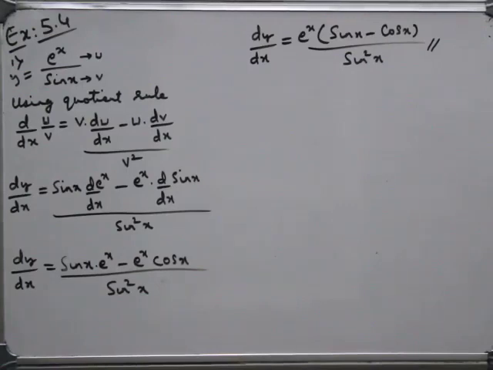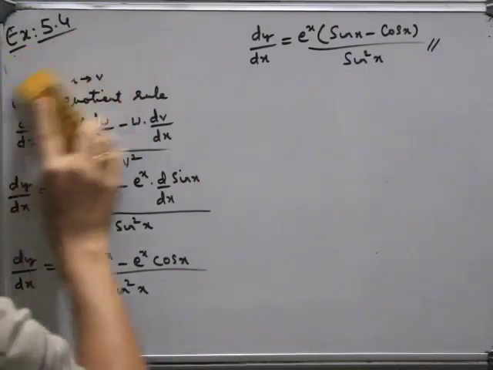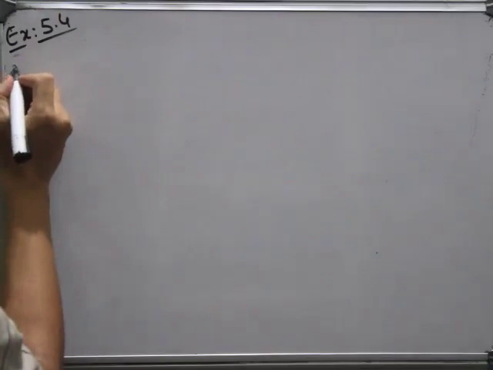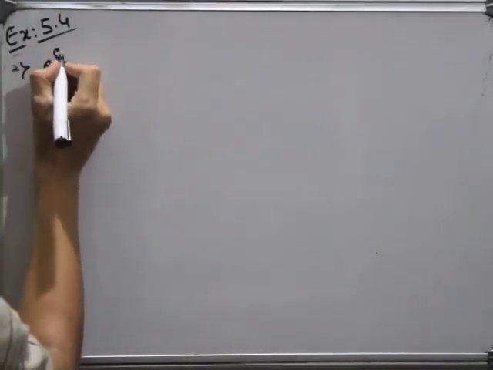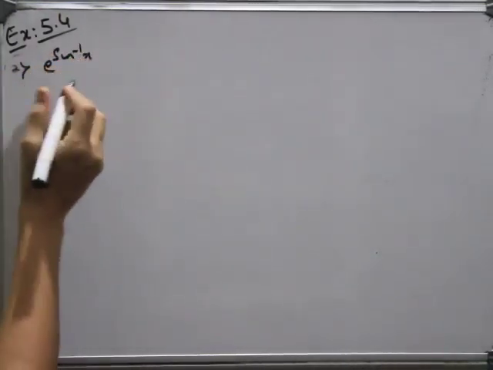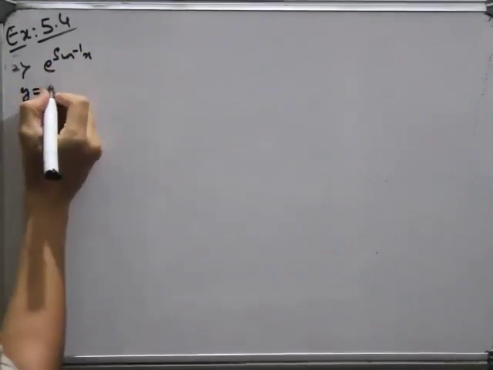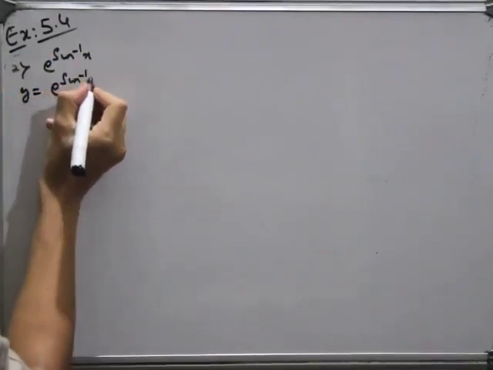Okay, now let us move on to the second question. The second question is e to the power of sin inverse x. This is based on chain rule. So first step, what will we do? Let y is equal to e to the power of sin inverse x.